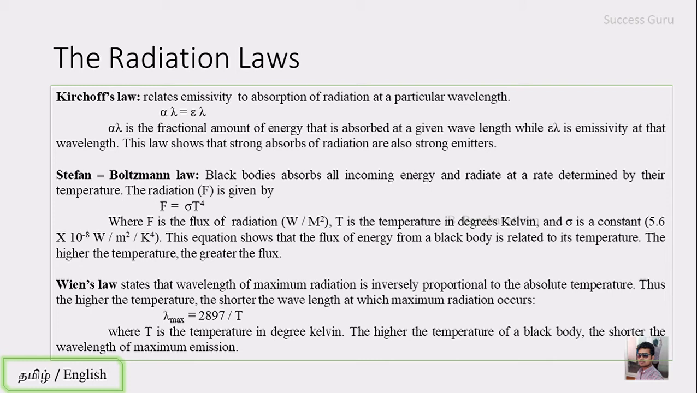So from this we can understand, they have an inverse relationship, right? So if the temperature is higher, then the wavelength will be shorter for the maximum emission.